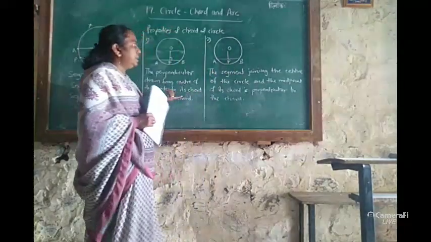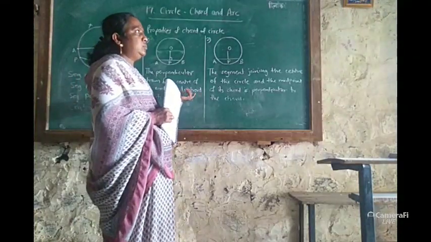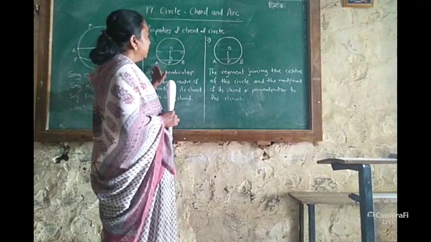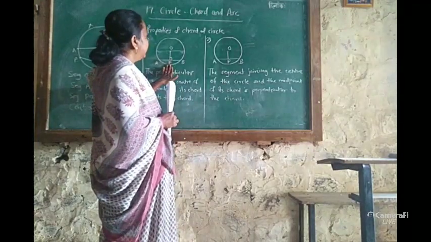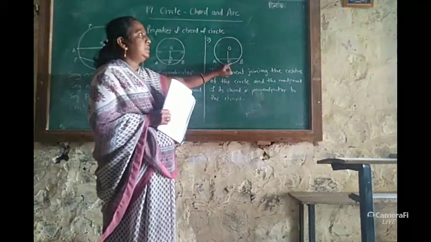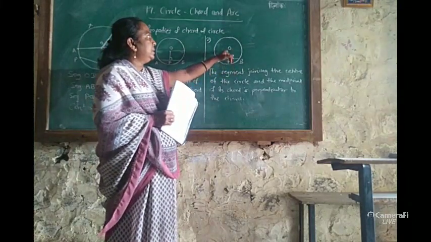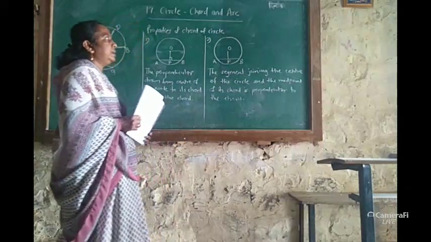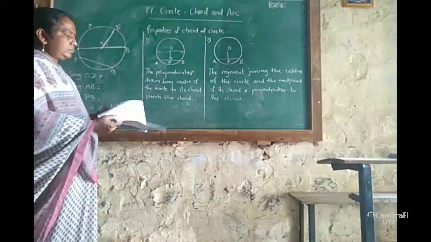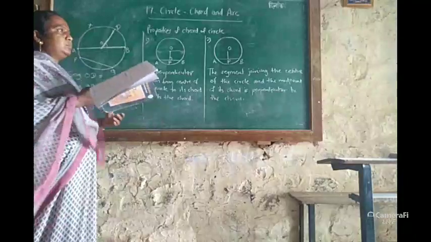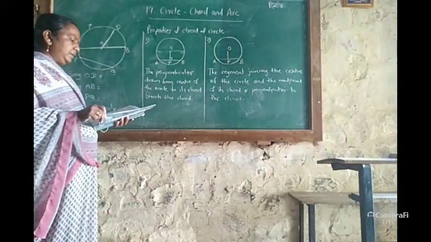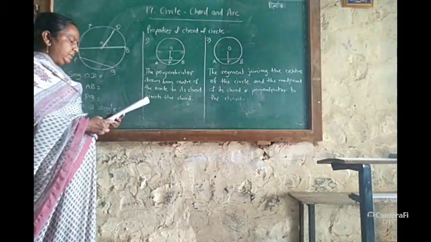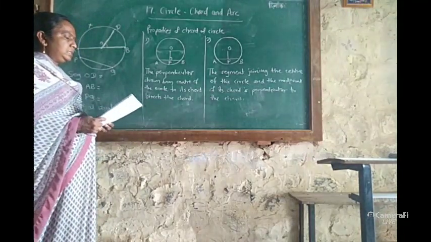These properties are telling us the same information, but they are showing opposite given information. Here, perpendicular bisects the chord; here, the midpoint is given, and the line joining the center and the midpoint is perpendicular to the chord. That means both the properties are exactly opposite to each other. We have to use these two properties and solve the examples from practice set 17.1. Now you can see the first example from this practice set.